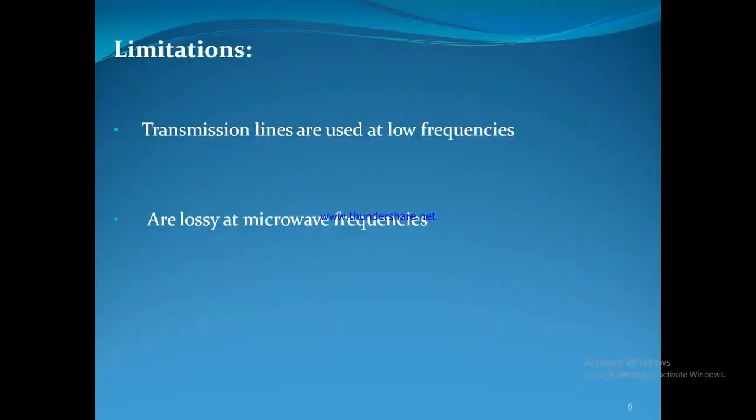So coming to the limitations of transmission lines, these are used at low frequencies and are lossy at microwave frequencies. So here the transmission line is used to guide electrical energy from one point to another, and it is used to transfer the output, that is the RF energy, of a transmitter to an antenna. This energy will not travel through normal electrical wire without great losses.